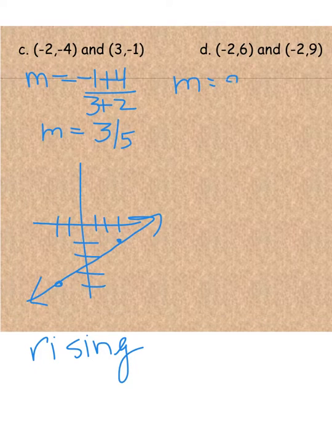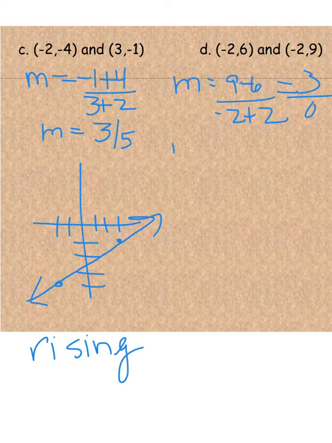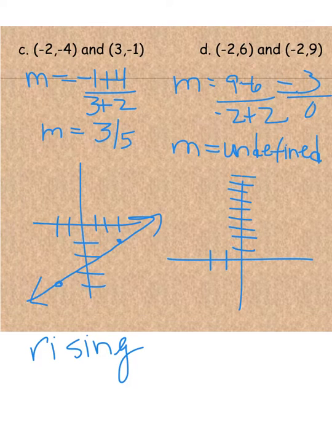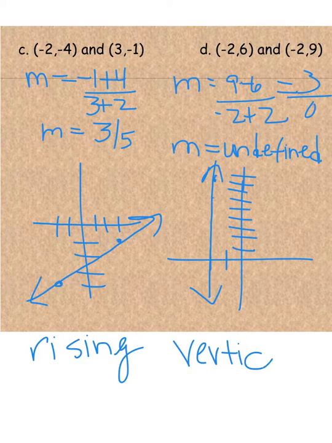And lastly, this slope would be undefined. We can see our 0 underneath in our fraction. If I plot these 2 points, you can see that I have a vertical line. So any line that has a slope that is undefined will be a vertical line.